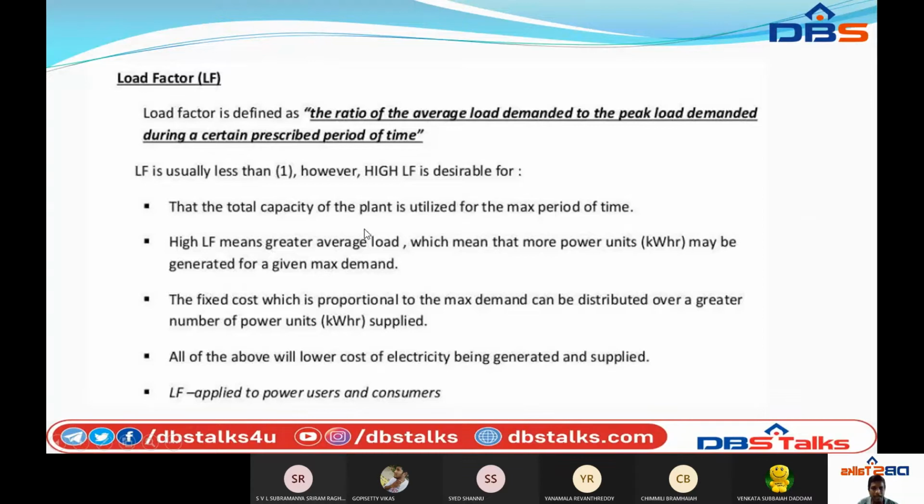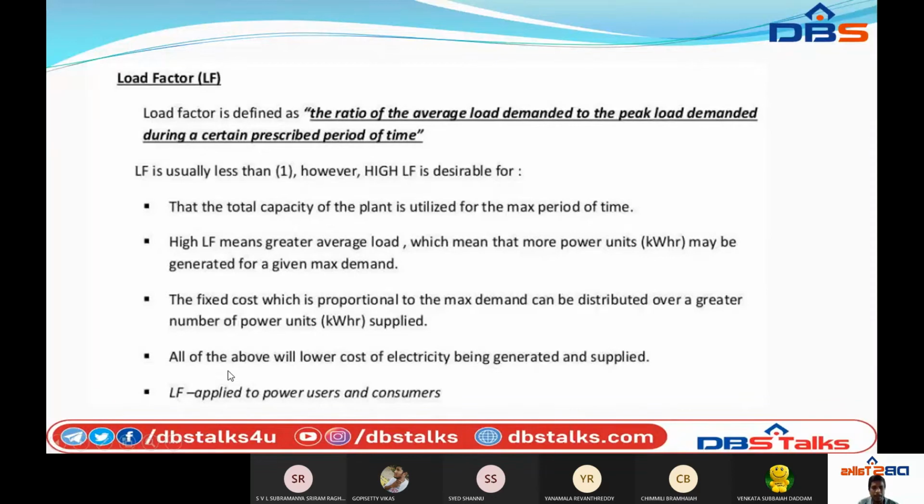Average load can be obtained by drawing the graph between the horizontal and vertical axes, taking horizontal as time in hours and vertical as load or power requirement in kilowatts. All of the above will lower the cost of electricity being generated and supplied.